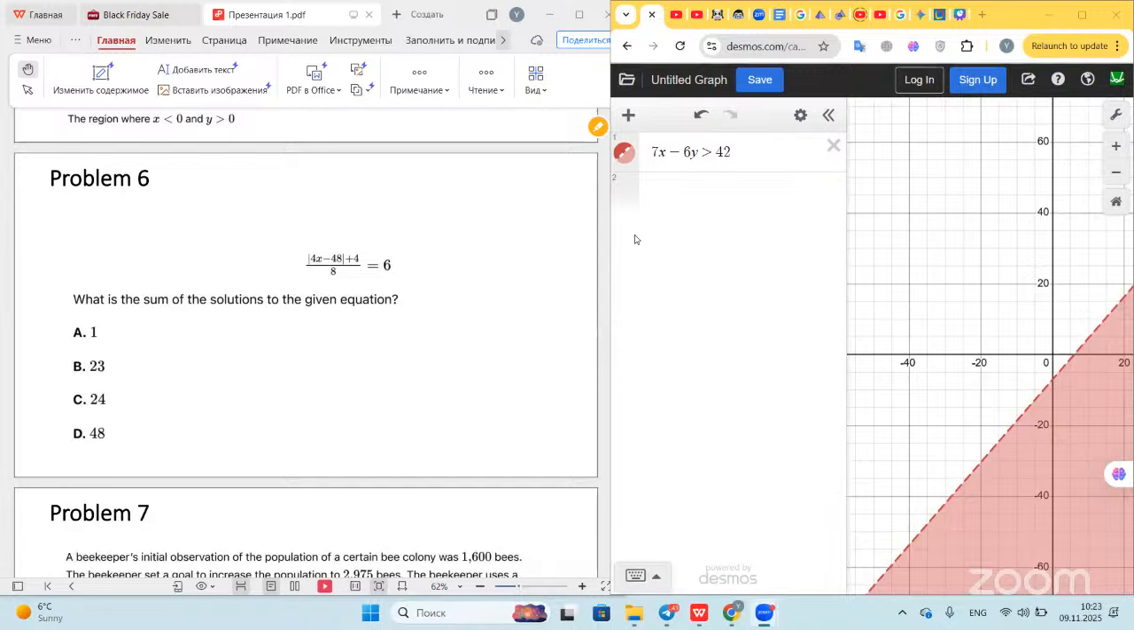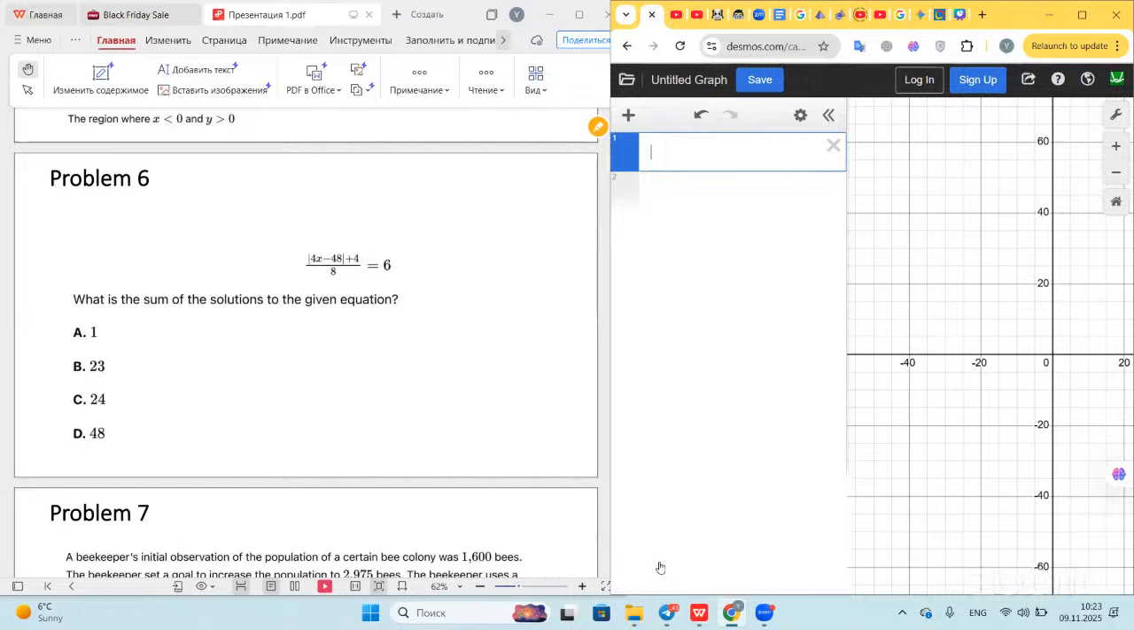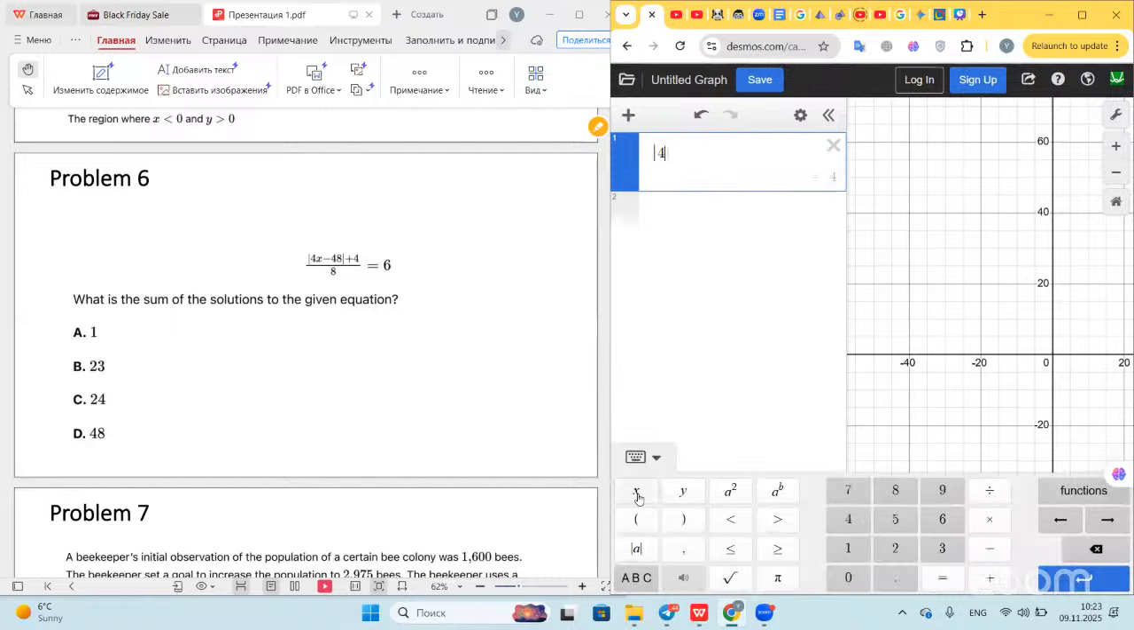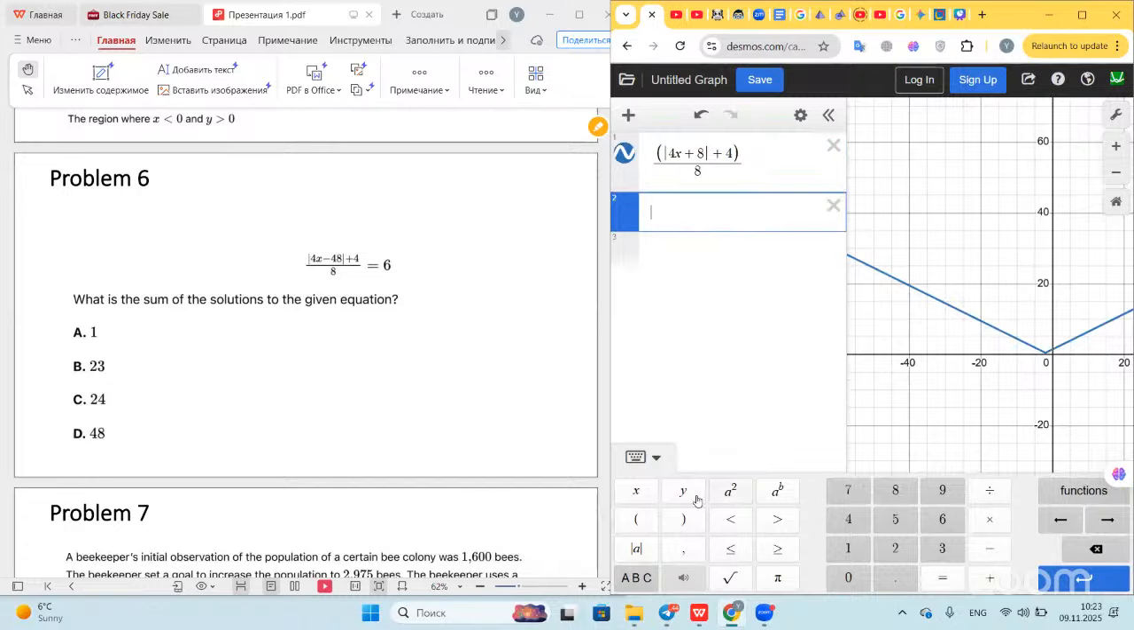So guys, in this kind of question, we are given this modulus equation and we can draw both sides of it. How do we draw it? 4x plus 8 plus 4, divided by 8. It is the left-hand side function. Guys, draw the right-hand side function.